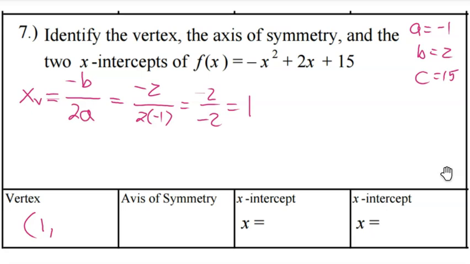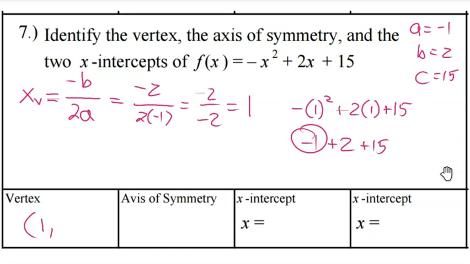Now to find the y value of the vertex, I need to plug the 1 in for x in here and here. So I'm going to do negative 1 squared plus 2 times 1 plus 15. And let's do 1 squared first. Don't do this negative. That negative is not inside. Let's do 1 squared. 1 times 1 is 1. Then we're going to do the negative of that, so that's negative 1. 2 times 1, so plus 2, and then plus 15. Well, negative 1 plus 2 is equal to 1, and then 1 plus 15 is 16. So the vertex is at (1, 16).